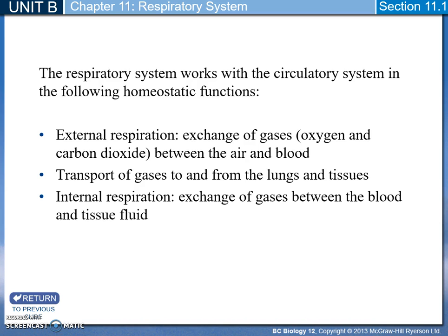And so what we have is external respiration. This is the exchange of gases, oxygen and carbon dioxide, between the air and the blood. The transport of gases to and from the lungs and tissues. And then we have the internal respiration, which is the exchange of gases between the blood and tissue fluid.